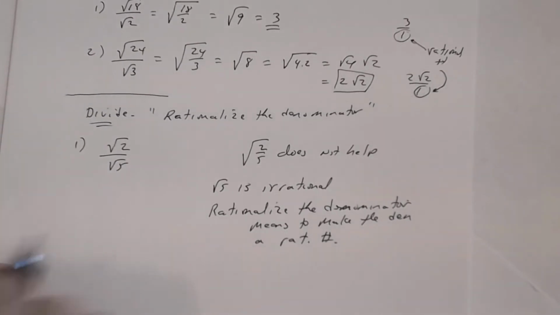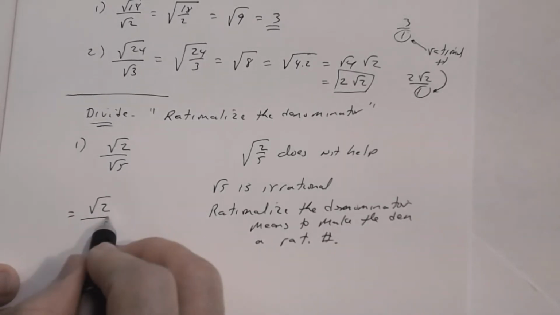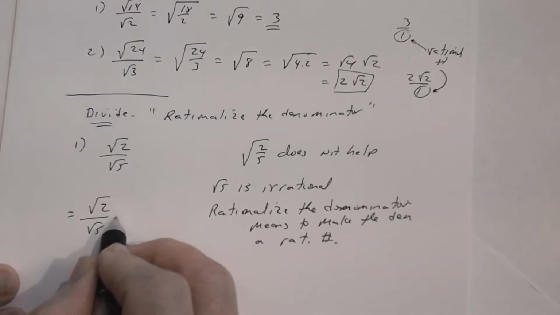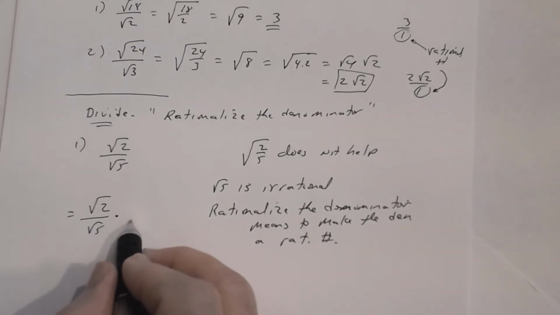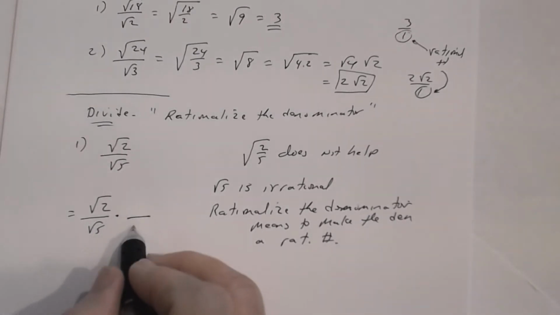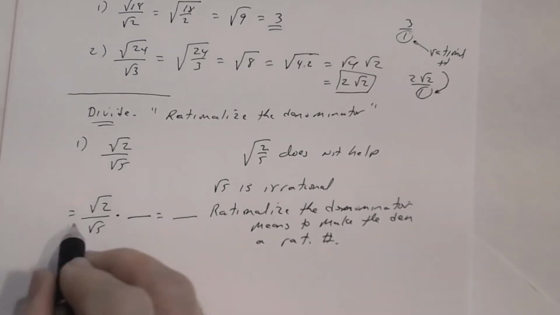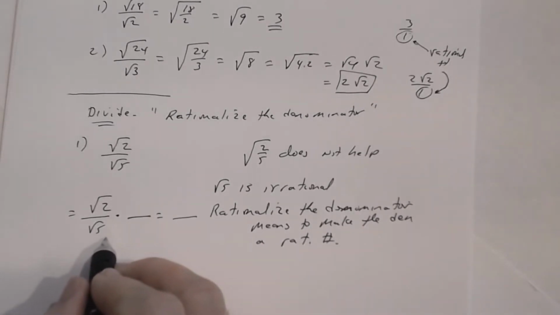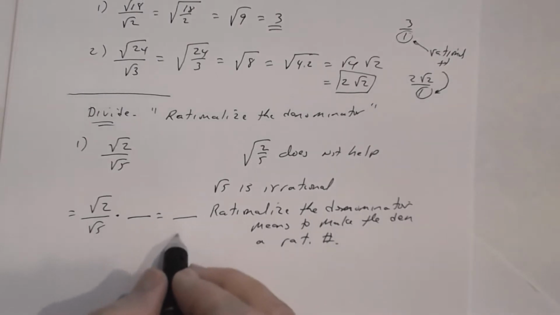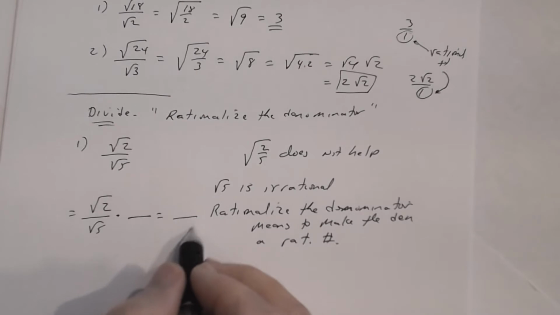So here's what you're going to do. Listen carefully to this. I'm going to rewrite this over, square root of 2 divided by square root of 5. Just like you did with regular fractions, rational numbers, in the past, where you wrote equivalent fractions, you're going to multiply the denominator and the numerator by some number to get an equivalent fraction. And you want the denominator to be a rational number. In particular, you want it to be an integer, a whole number in this case.